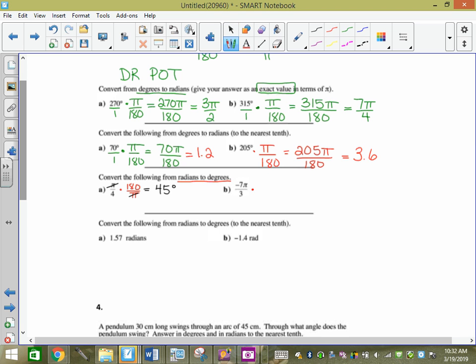Next one, we're going to multiply by 180 over pi. The pi's cancel, which is nice in this situation when they actually have pi's. What's negative 7 times 180 divided by 3? What do you get? Negative 7 times 180 divided by 3. Negative 420 degrees.